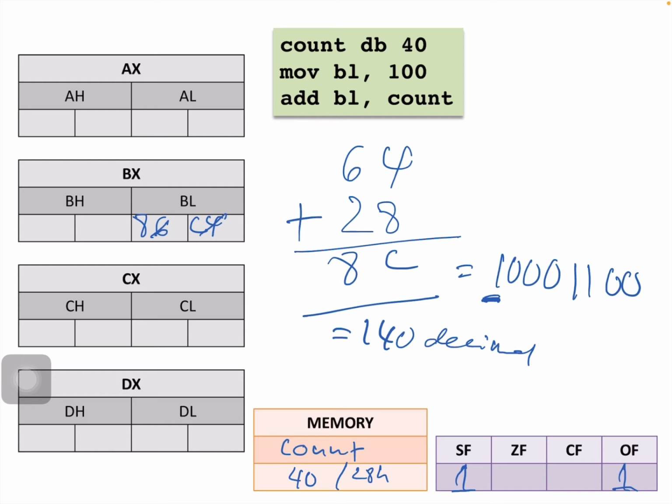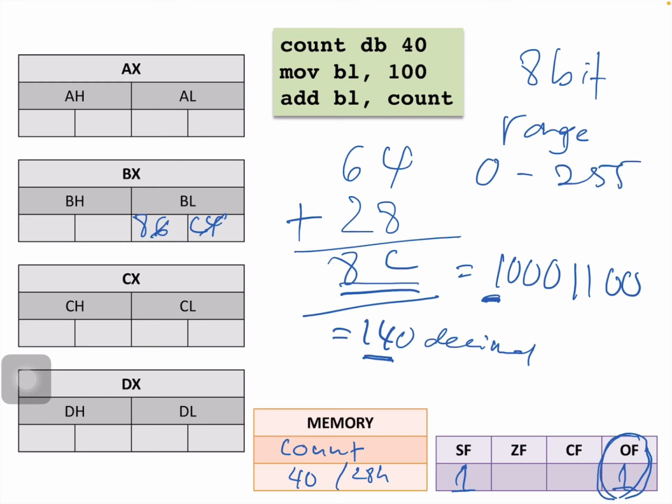Another thing is the overflow flag has also been triggered to 1. So why is the overflow flag triggered? According to our textbook, this overflow flag is triggered because 140 in decimal, or 8C in hexadecimal, is out of the 8-bit range. So what is the 8-bit range? Every group of bits has its own range. For example, an 8-bit unsigned number has a range of 0 to 255 in decimal, and the signed 8-bit number range is from -128 to +127.